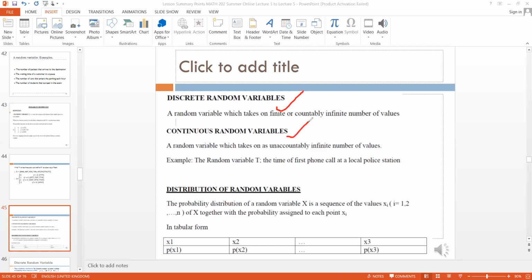Now a discrete random variable is a random variable which takes on a finite or countably infinite number of values. So the outcomes are what? Finite, or let me say they are countable. So for example, the number of cars that enter into a park, we can count them within an hour. We can count how many cars have entered into the park. That is what we mean by a discrete random variable.